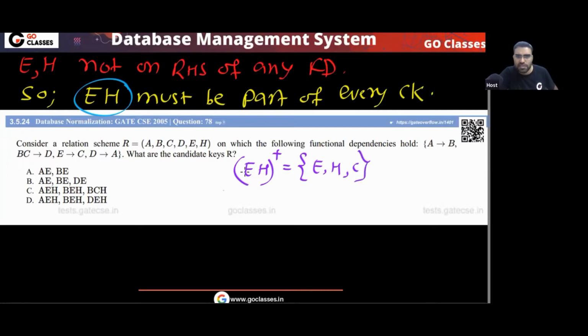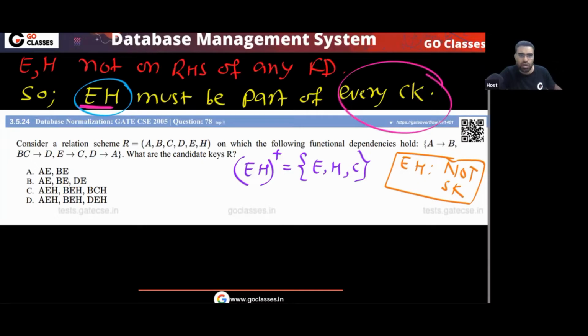Correct? So I can say this EH is not a super key, because EH cannot determine everything. So what do we need to do? Remember, EH must be part of every candidate key. So now you add one more attribute with this EH, and you check.